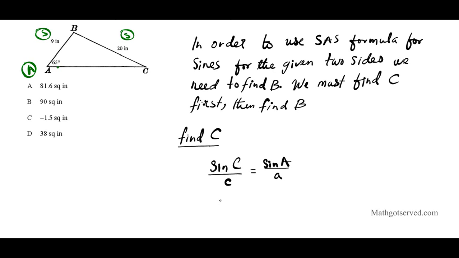All right, so let's substitute. We have sine big C over little c. Let's label our triangle so we don't get confused. If this is big A, this is little a, and then this is little c. And then this is little b right there. All right, little c is 9, equals sine 65 over little a, which is 20.